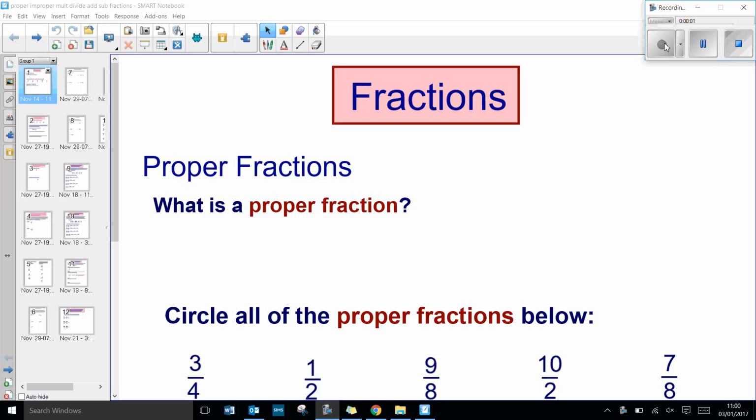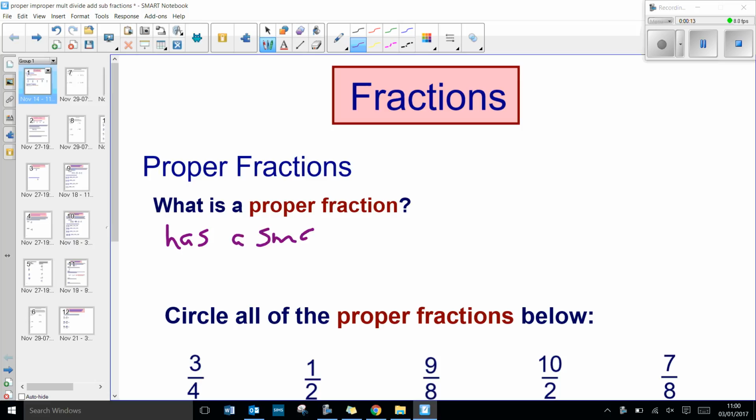is a proper fraction. A proper fraction has a smaller numerator than the denominator.